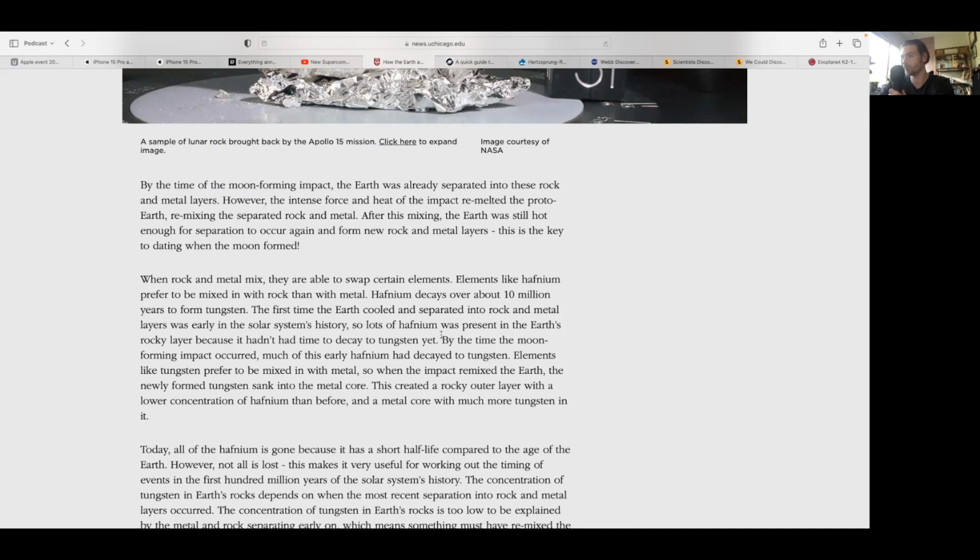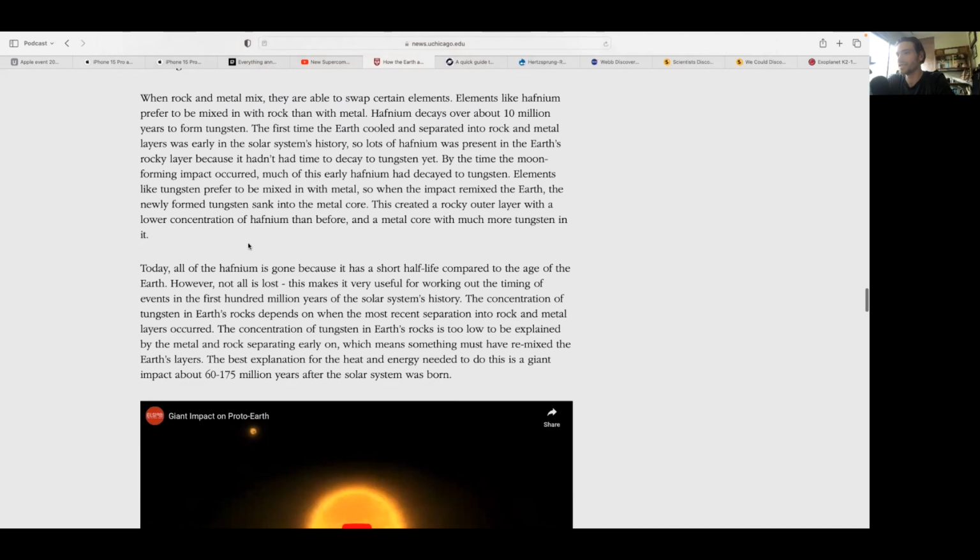By the time the moon forming impact occurred, much of this early hafnium had decayed to tungsten. Elements like tungsten preferred to be mixed in with metal, so when the impact remixed the Earth, the newly formed tungsten sank into the metal core. This created a rocky outer layer with a lower concentration of hafnium than before and a metal core with much more tungsten in it. Today, all of the hafnium is gone because it has a short half-life compared to the age of the Earth.